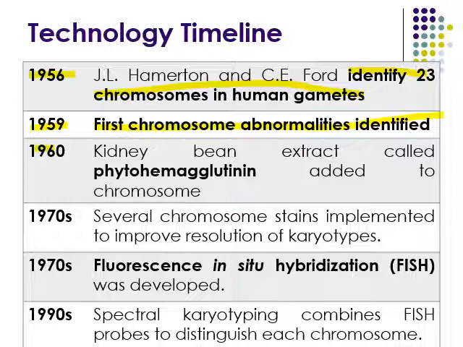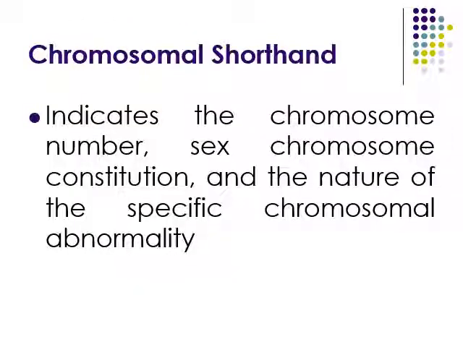1960, phytohemagglutinin added to the chromosome. 1970s, several chromosome stains improved the resolution of karyotypes. 1970s, fluorescence in situ hybridization or FISH was developed. 1990s, spectral karyotyping combines FISH probes to distinguish the chromosomes.